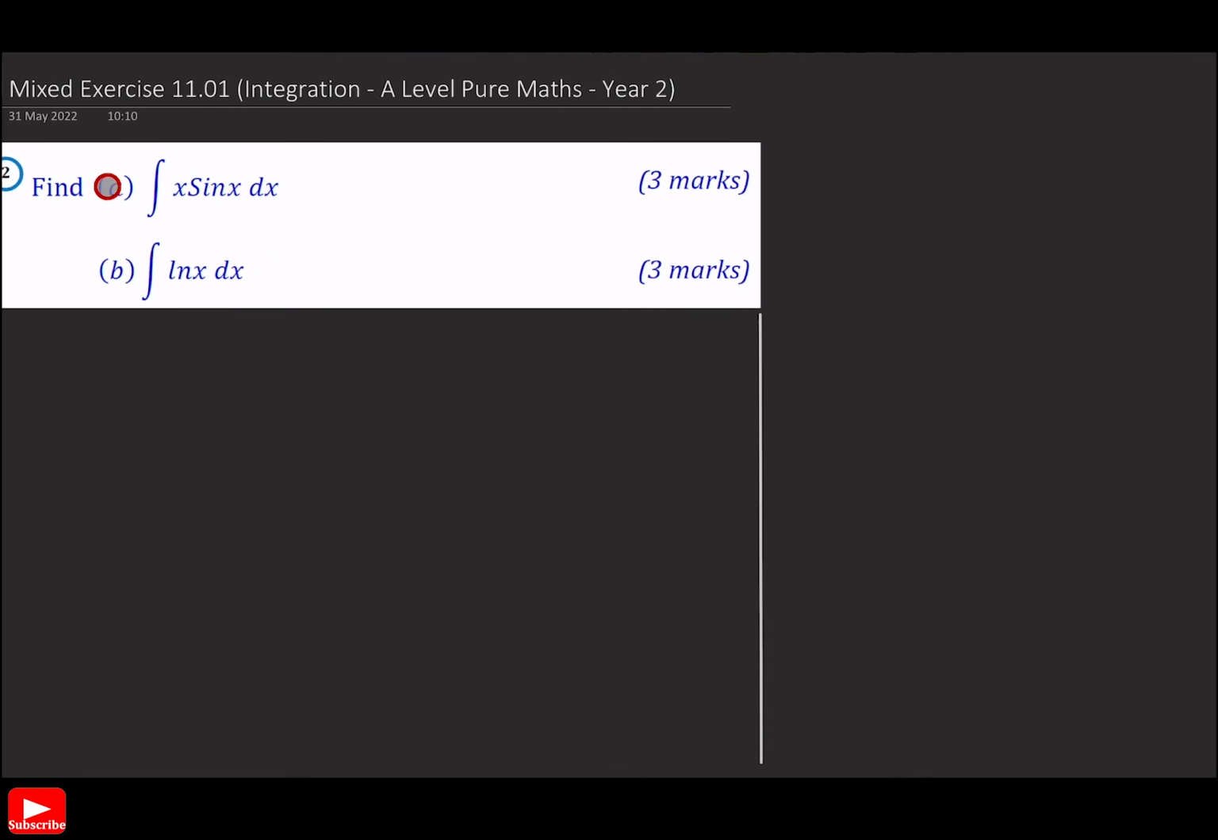Question 2. Find the integration of x sine x dx. That's for A. And for B, find the integral of ln x dx. So for A, looking at this, the only way you can integrate this is using integration by parts. So we need to remember the formula for integration by parts, which is given by integral of u dv equals uv minus the integral of v du.